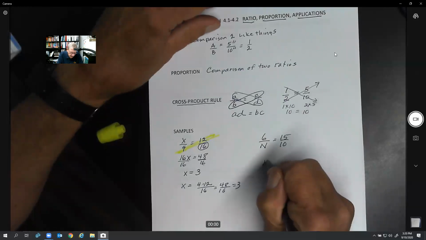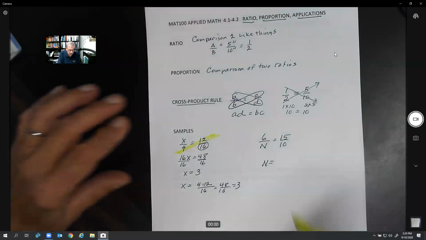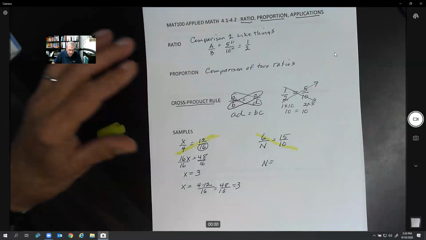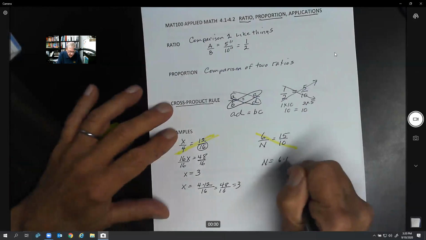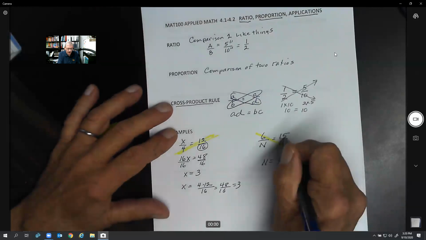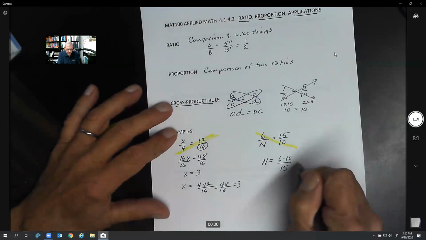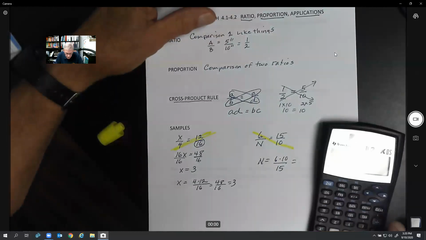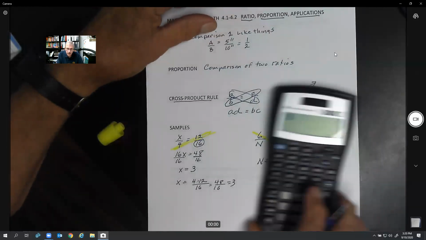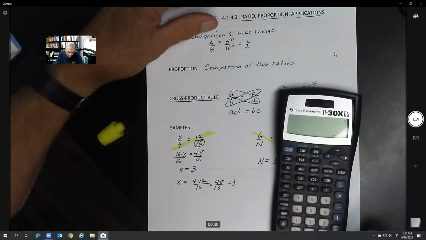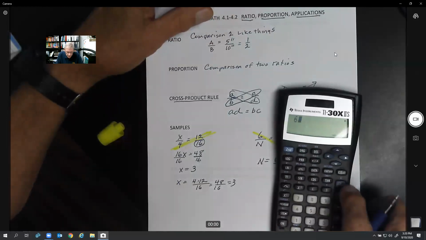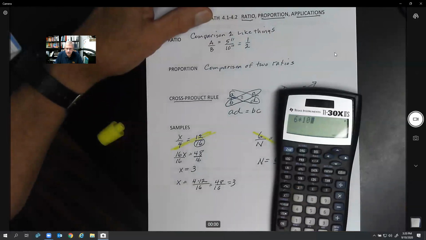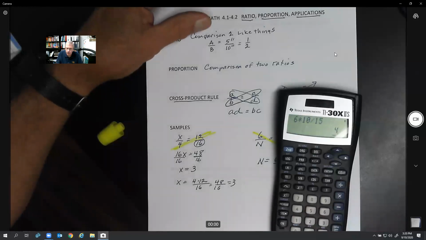Okay, how about N? What is N equal to? Find two numbers that are diagonal and multiply them. 6 times 10, 60, right? And divide by the number that's left, 15. And you could do this right on your calculator. Let's put it right there. 6 times 10 divided by 15. So you can do it all in one step. Bingo, 4.